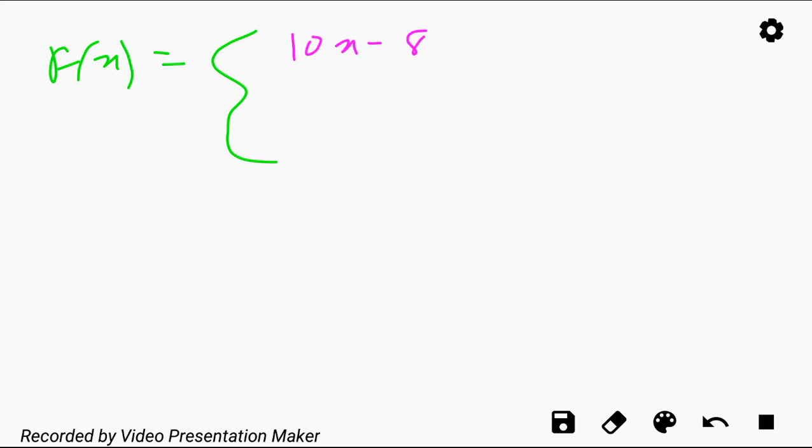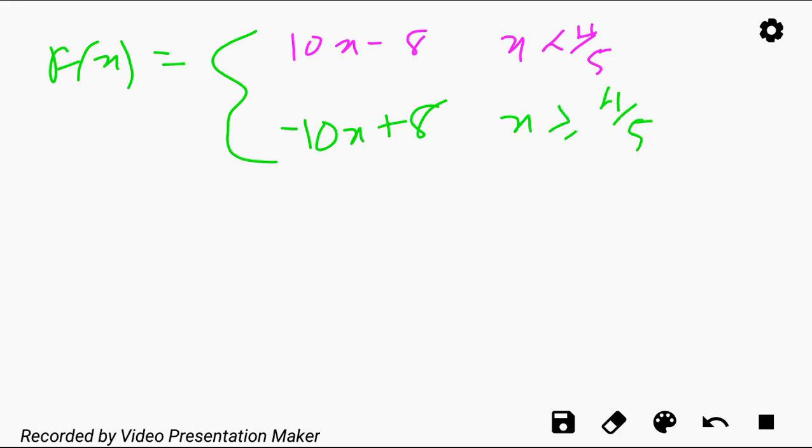10x minus 8, where the interval is x less than 4 over 5, and the other one is negative 10x plus 8, where x is greater than or equal to 4 over 5. So redefining, I'm done. The only thing left is to sketch these two lines.